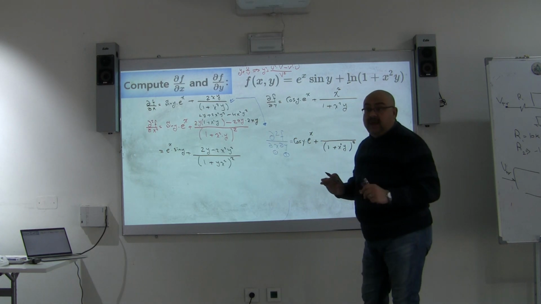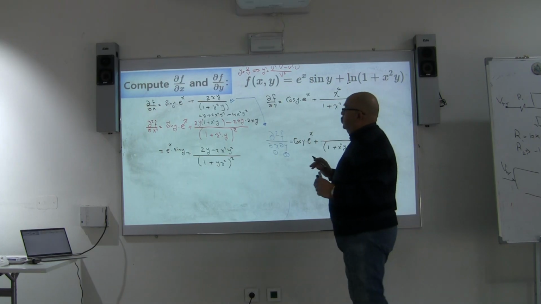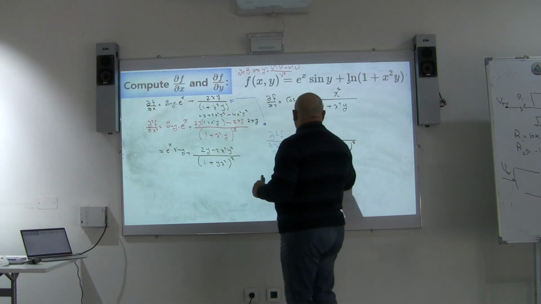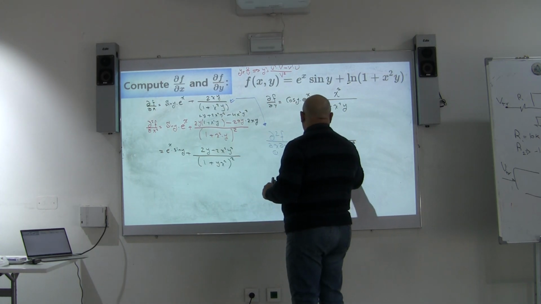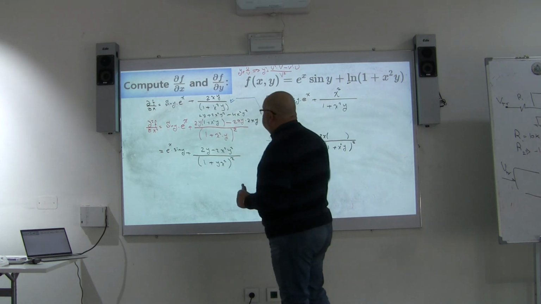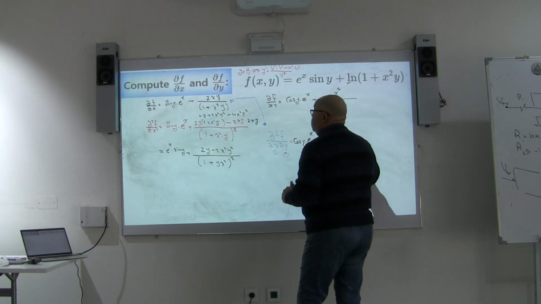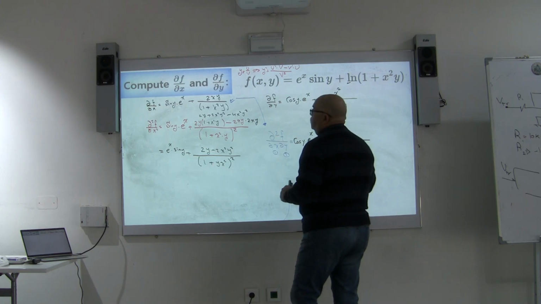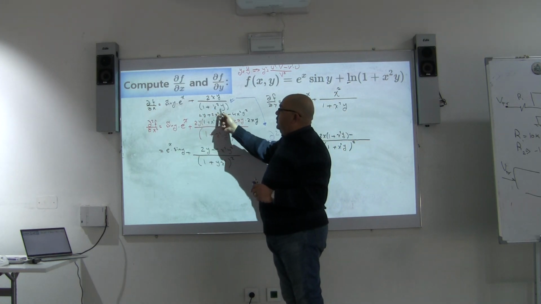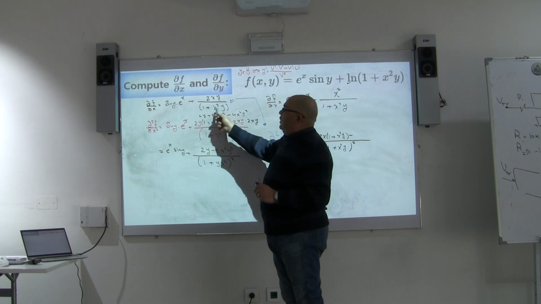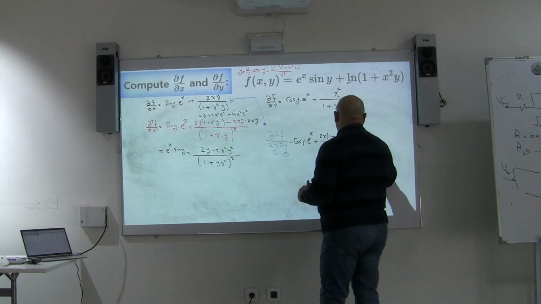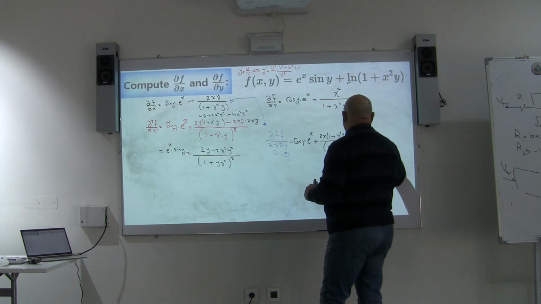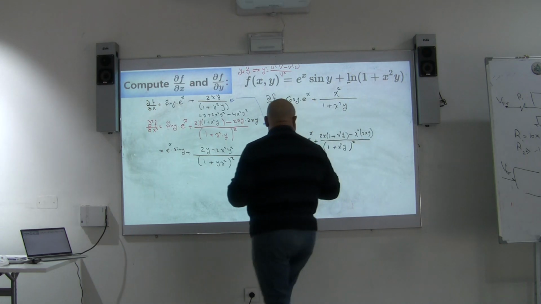Then, once more, I will differentiate with respect to y. Differentiating the numerator with respect to y gives you 2 over x, times the denominator, which is 1 plus x squared times y. Then minus, differentiating the denominator with respect to y gives you x squared, times the numerator, which is 2xy. So it's very, very simple.